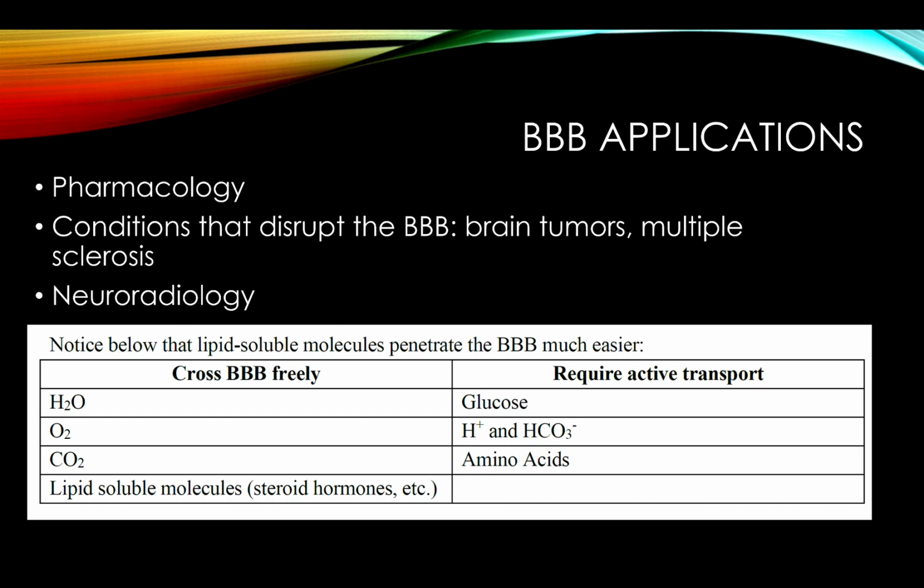Okay, so what can cross the blood-brain barrier freely? Well, water, oxygen, carbon dioxide, and significant here, especially when we get into pharmacology later, lipid-soluble molecules. Okay, active transport is required to get things across like glucose and amino acids.